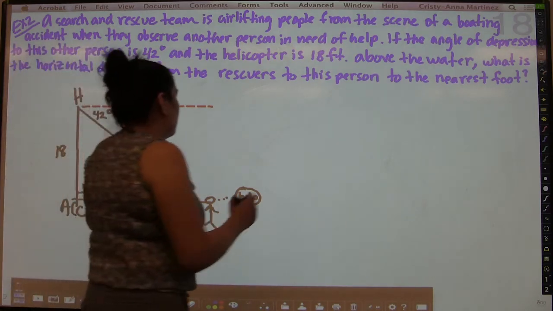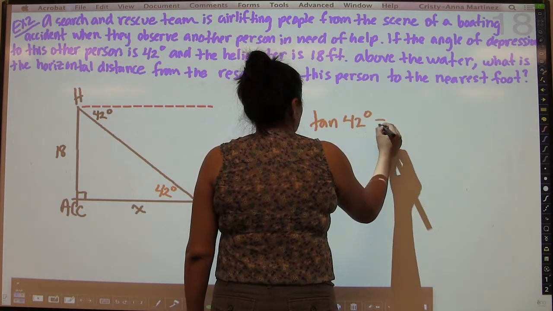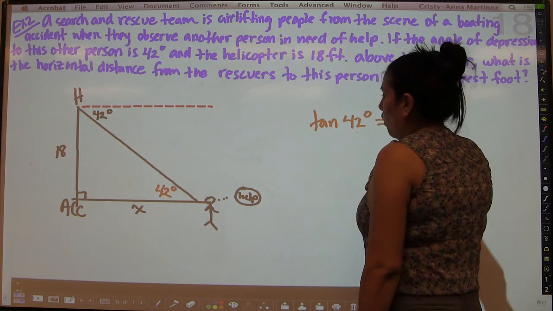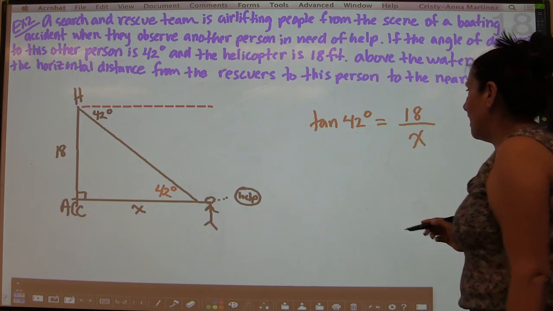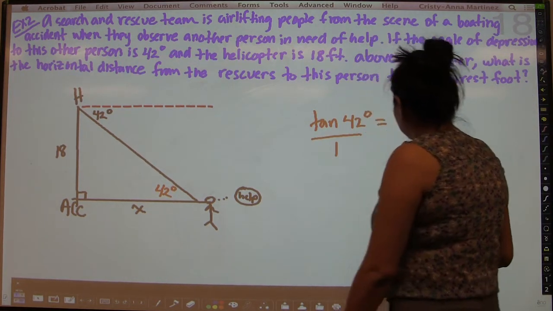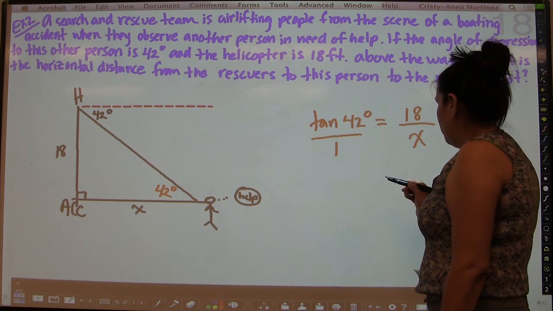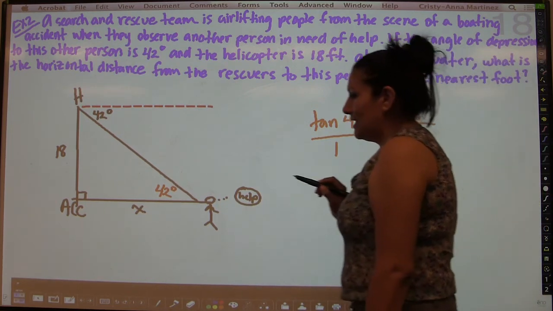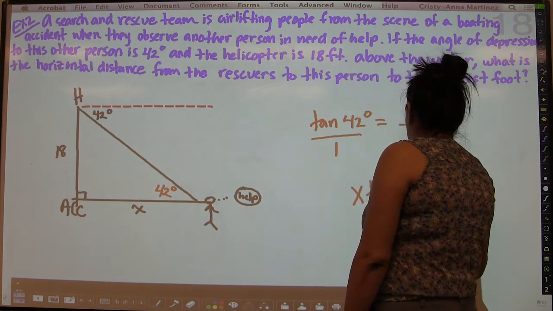So I'm going to go with tangent again, and tangent of 42 degrees is equal to the opposite side, which is 18, over the adjacent side, which is x again. And so we basically have a very similar situation to our previous problem. And we're going to get x times tangent of 42 equals 18.